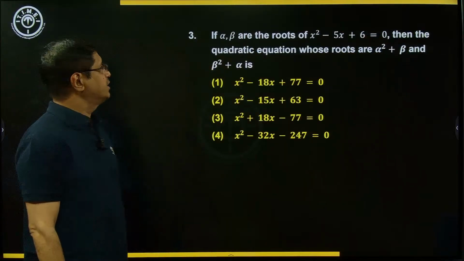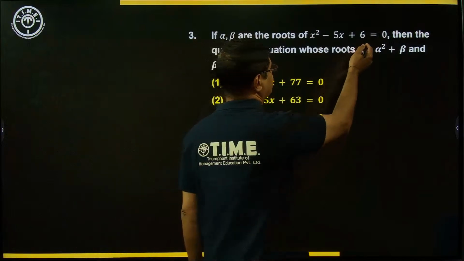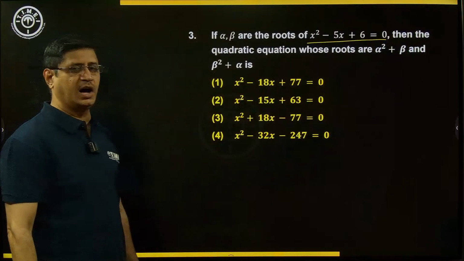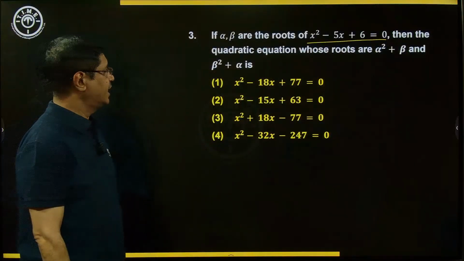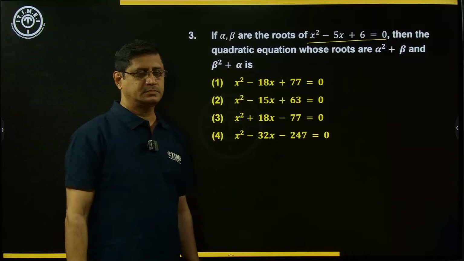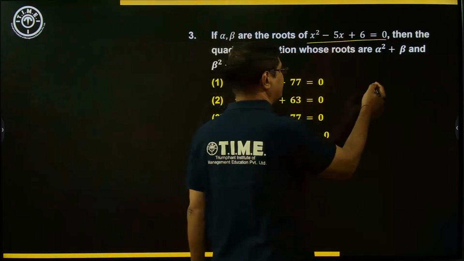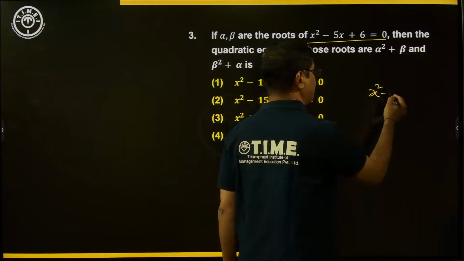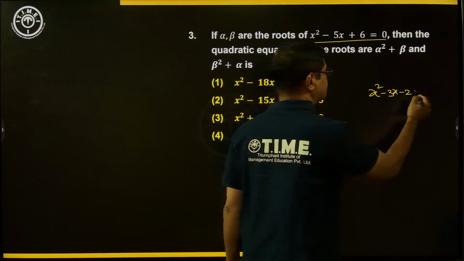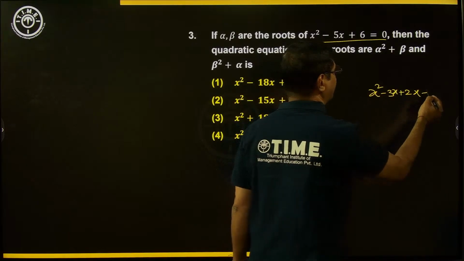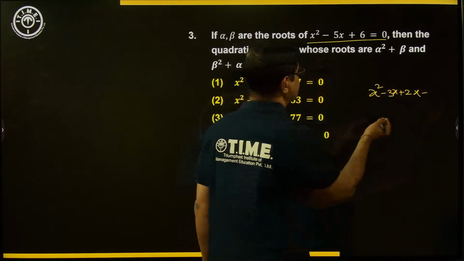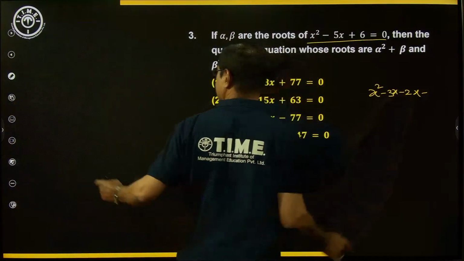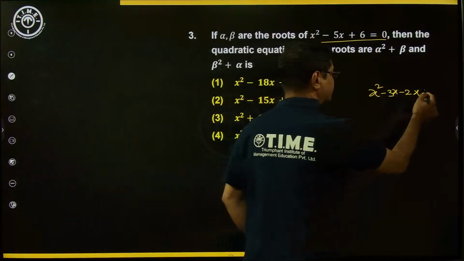If alpha and beta are the roots of x square minus 5x plus 6 is equal to 0, then the quadratic equation whose roots are alpha square plus beta and beta square plus alpha is. First of all, find out the roots of this quadratic equation. X square minus 5x plus 6. X square minus 3x minus 2x plus 6 is equal to 0.